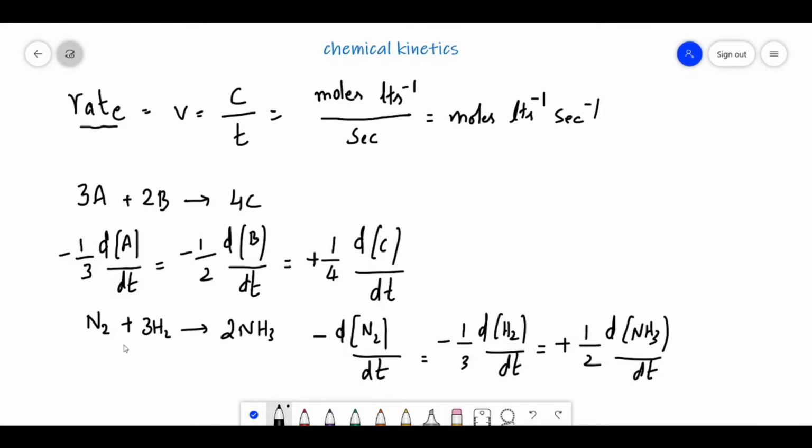In this way, questions can be asked. He may give some equation and ask the instant rate, or sometimes he will also give problems. He will mention the concentration of nitrogen, and he will ask to calculate what is the concentration of hydrogen.